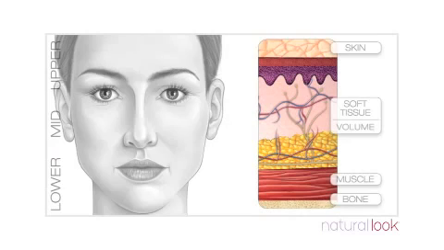Let's first look at the upper face. At the deepest layer, loss of bone, particularly around the eyes, means less support for the overlying skin volume. The result is deeper circles around the eyes and temples, producing a more hollow appearance.